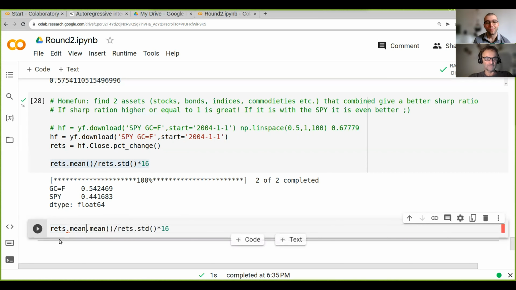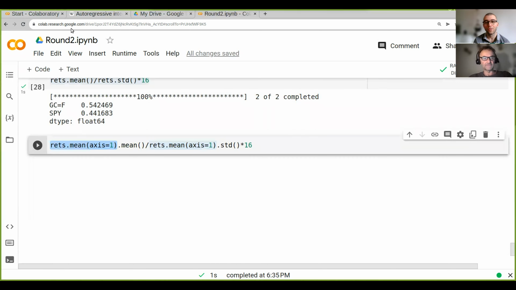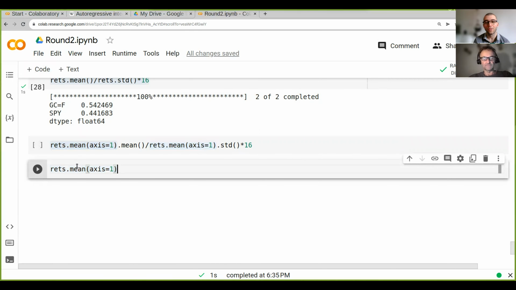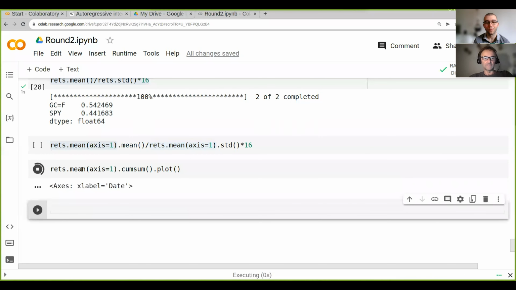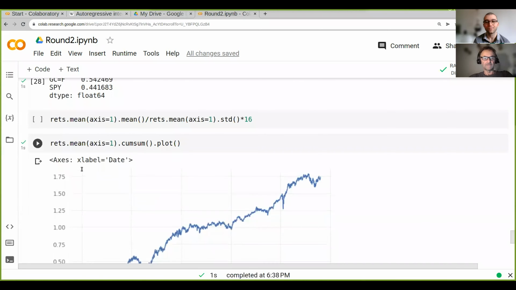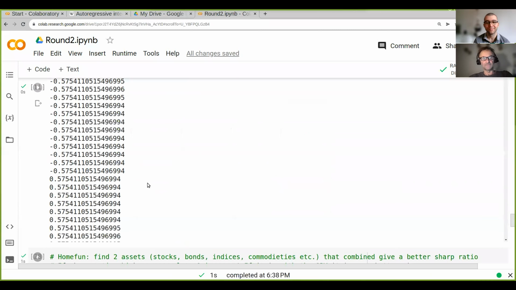So what we do is we go mean, and then we need to average it across the rows, so we say axis equals 1. And we need to do this twice because we have the returns here. Actually, before we get the Sharpe ratio, let's have another look at what the combined portfolio will look like. So we do the cumulative sum and we plot it. And then we should see our combined portfolio. There we go. That's what our combined portfolio looks like.